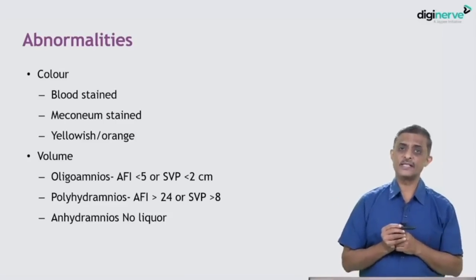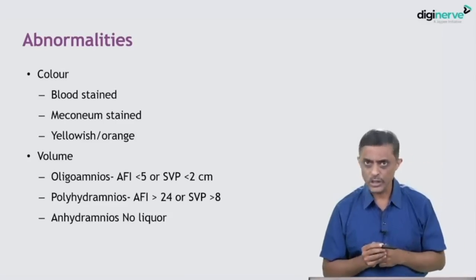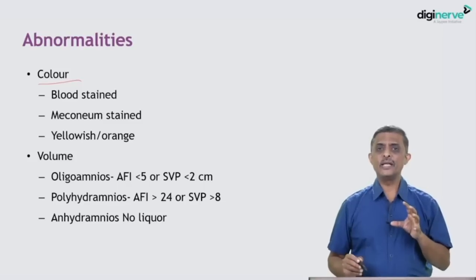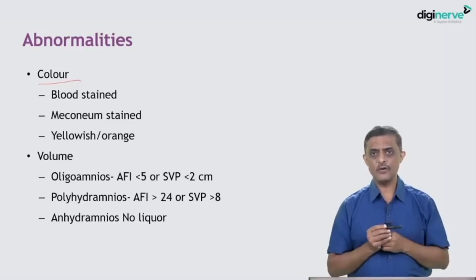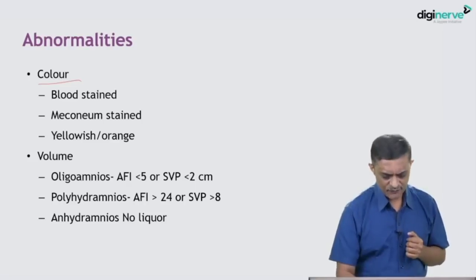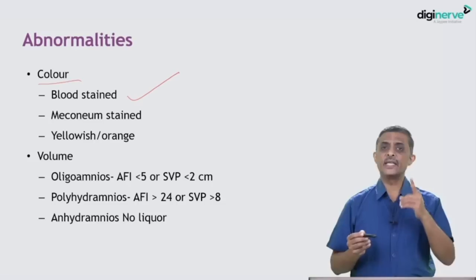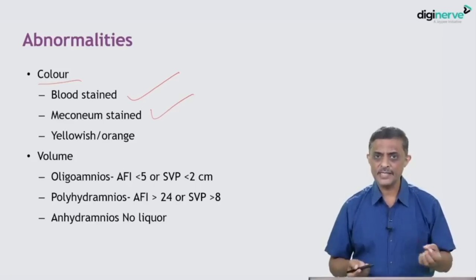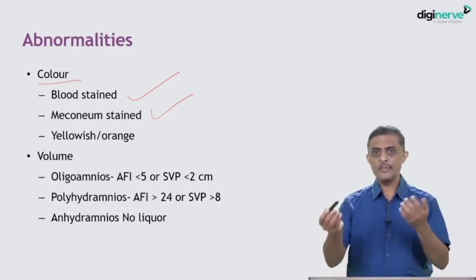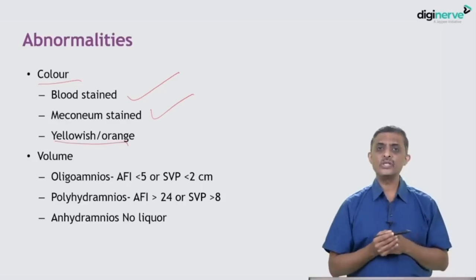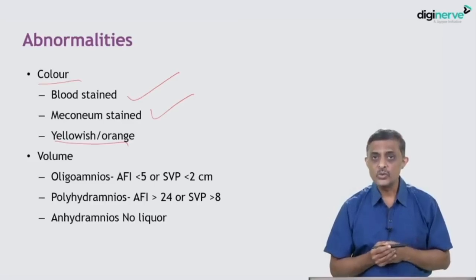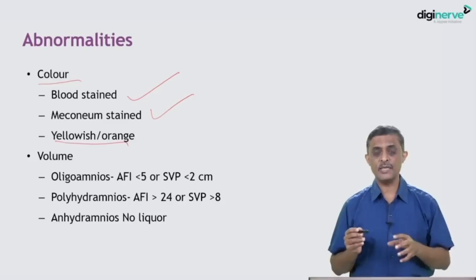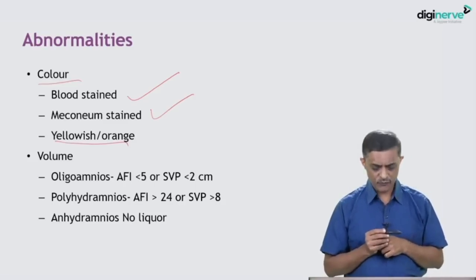So, what are the abnormalities that you can expect now? We are talking about volume, but there are other abnormalities also. Color wise, amniotic fluid is a kind of grayish watery fluid. Because of its contents, it is of that color. It could be blood stained in case of abruptio placenta. It could be meconium stained whenever the baby has passed meconium, probably due to distress or maturity. Then it could be yellowish or orangish in color. This is usually occurring in case of RH incompatibilities, right? RH sensitized babies can have this color of amniotic fluid, right?